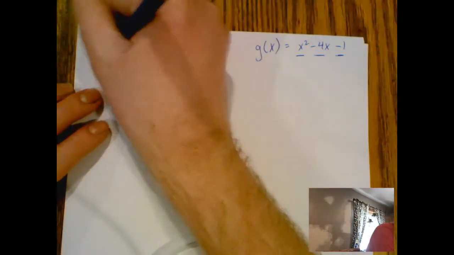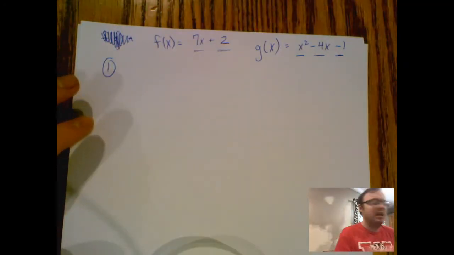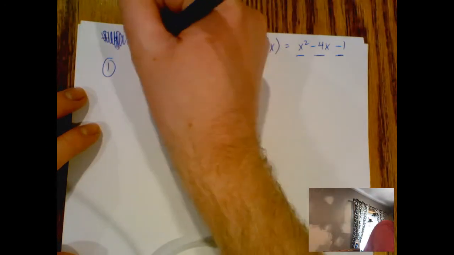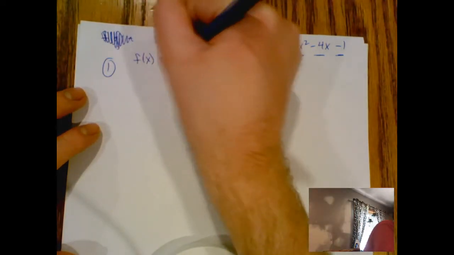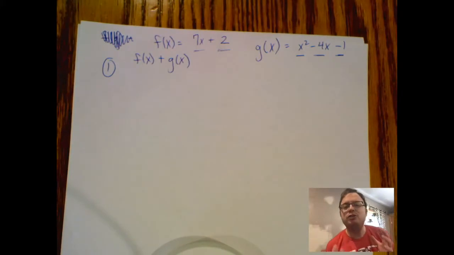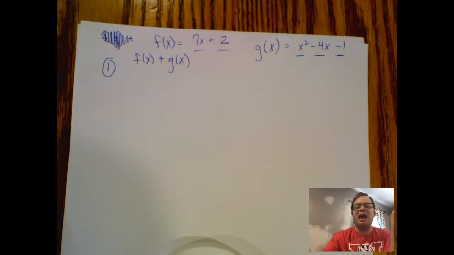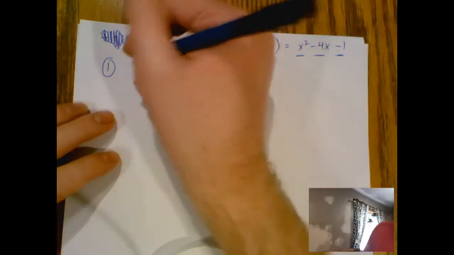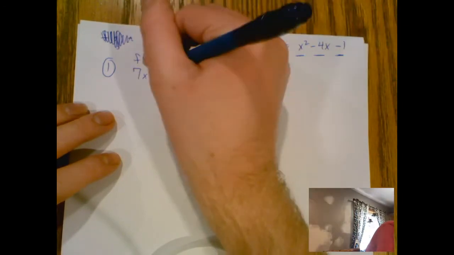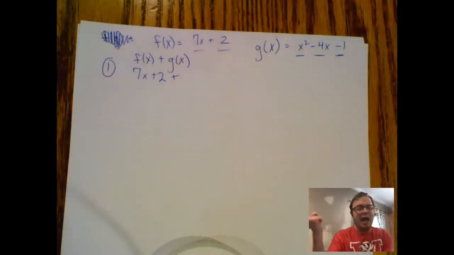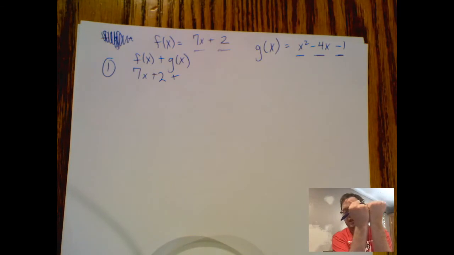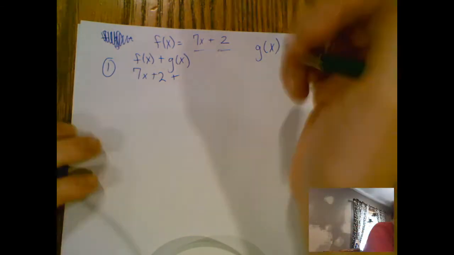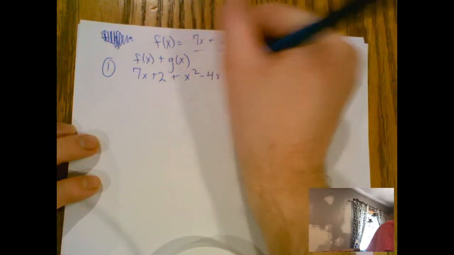And so step one, what I'm going to do is write these horizontally. Your question might become, f of x plus g of x. Add those two functions together. That's really what that means there. Take f of x and add g of x to it. So I'm going to take f of x, 7x plus 2, and add g of x to it and combine it into a whole. So we take g of x and get x squared minus 4x minus 1.